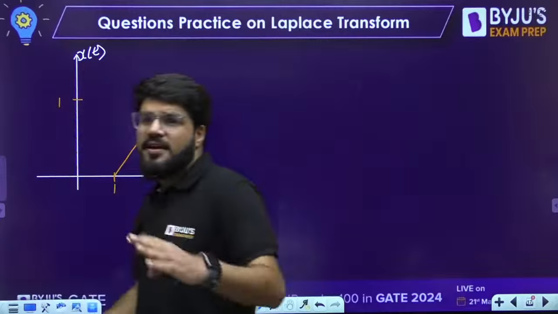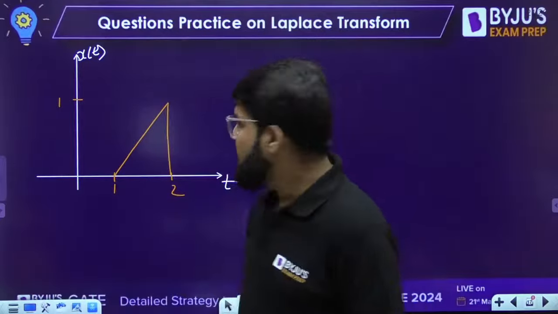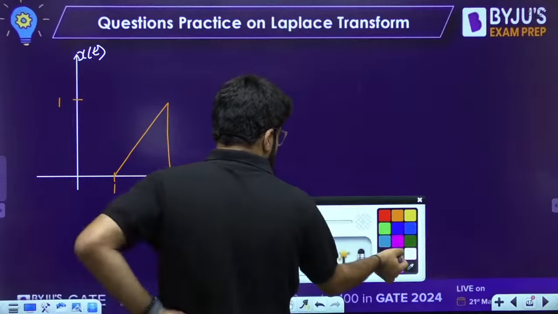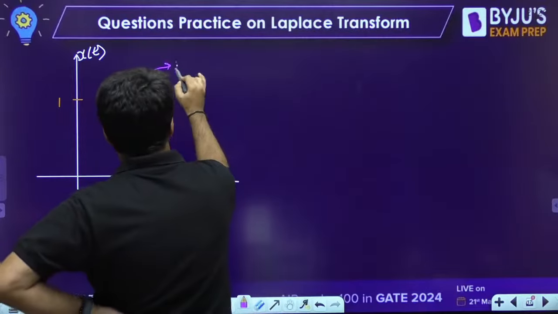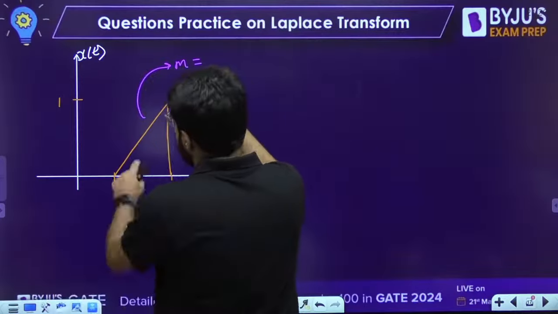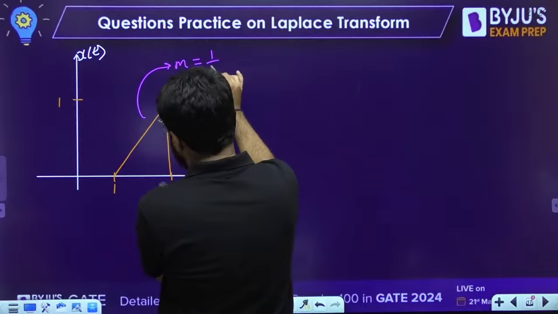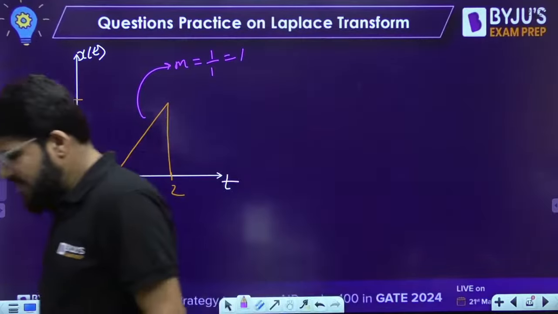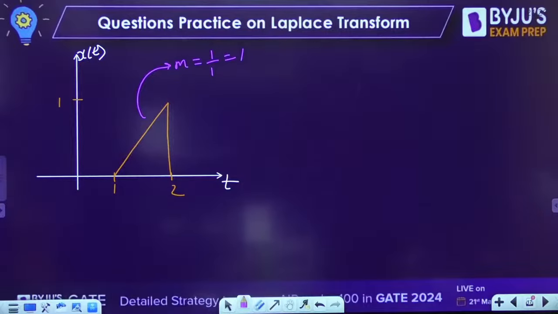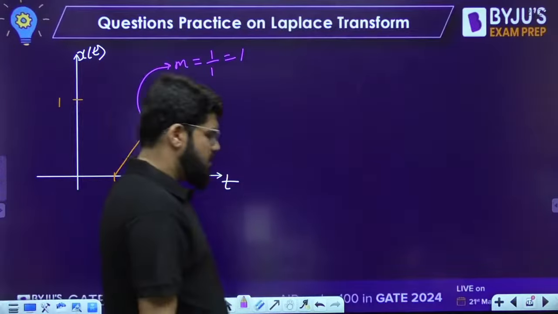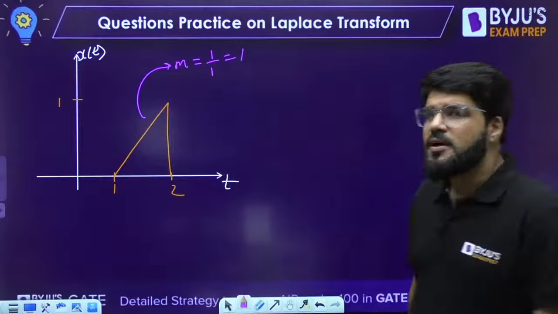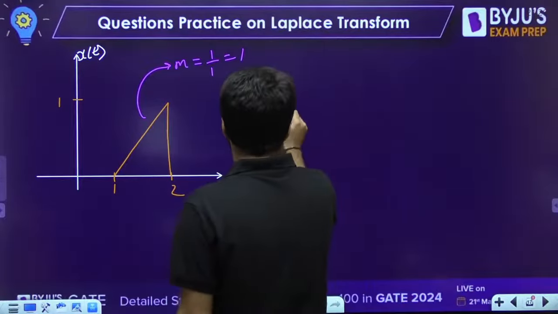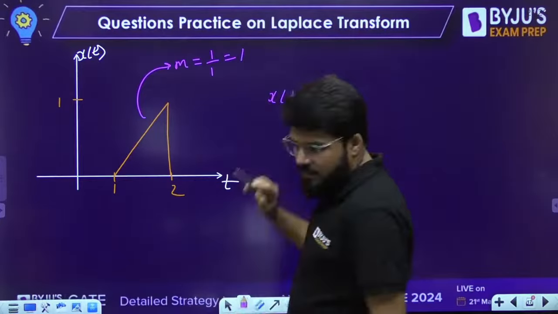Now, clearly the starting is a straight line, which is a ramp signal. And how much is the slope of that ramp signal? The slope m is height upon base. So height goes to 1 unit, and base is also 1 unit. So it is having a slope of 1. So I can say that x(t) starts with a ramp, that too a unit ramp because of unit slope.